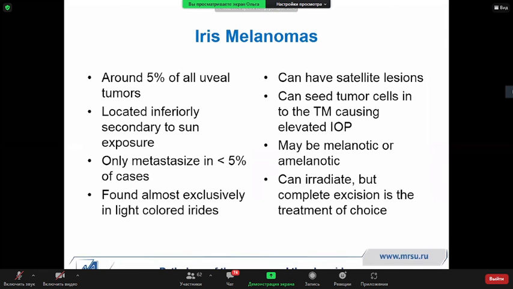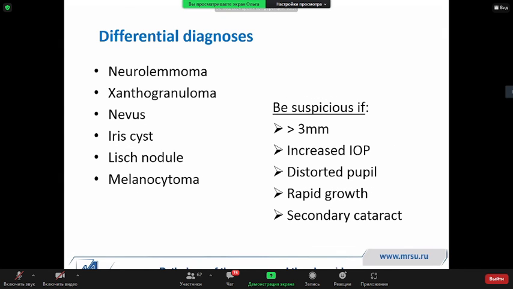Melanomas can be not only in the choroid in the back of the eye, they can be in the iris. Also it is a malignant process. It can be differentiated from neurofibroma, granuloma, nevus, iris cyst, Lisch nodule, and melanocytoma. If there is a process more than 3 mm in diameter, increased intraocular pressure, distorted pupil, rapid growth, secondary cataract, so it's a malignant process. Maybe.